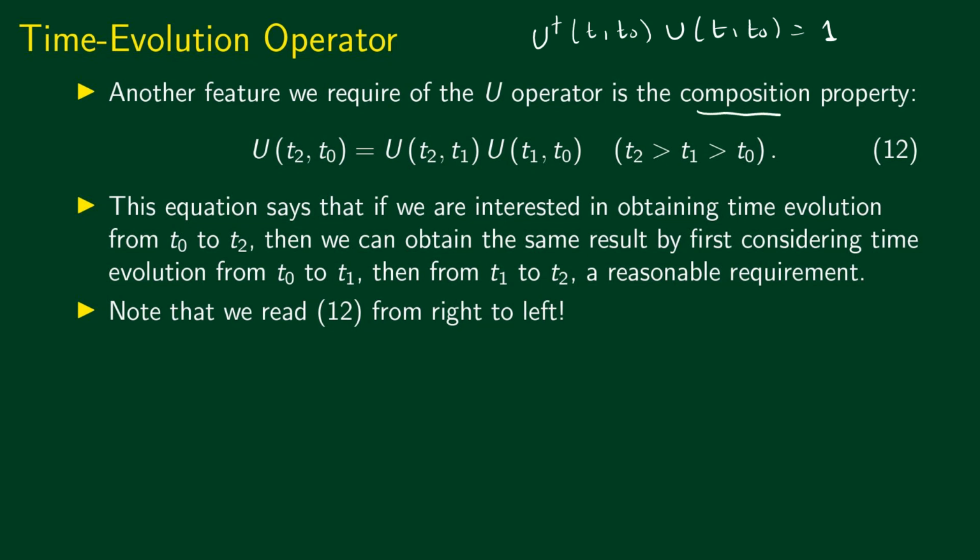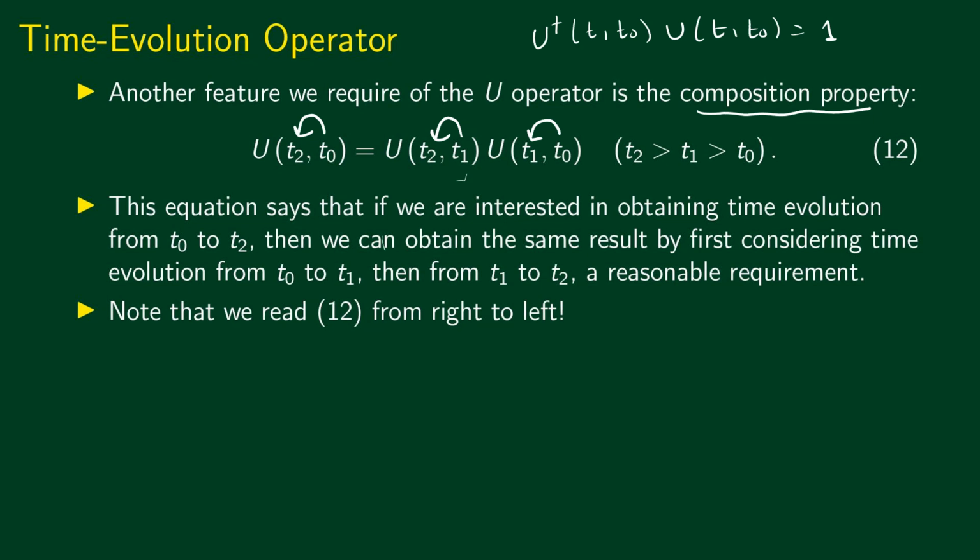Now, there's another feature that we can require of the U operator. This is called the composition property. The composition property is simple. It says that if we are interested in obtaining the time evolution from t0 to t2, obviously we can do this by using an operator U(t2, t0), with initial time t0 and a later time t2. Now, the same result can be obtained by first considering an evolution from t0 to t1 and then an evolution from t1 to t2. This is just reasonable.